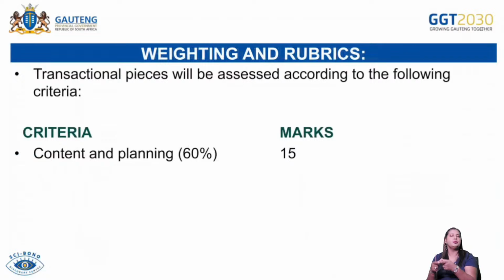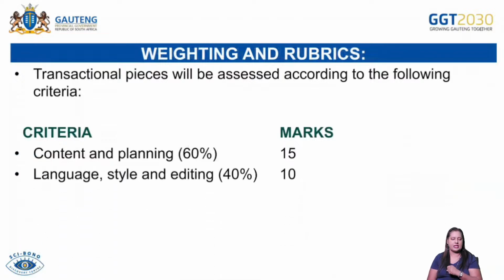Now, if you fail to plan what you want to say, obviously you're going to fumble and not get the idea across. So this is where you need to take the time to focus, as this is the largest part in terms of the marks allocated for this piece. So 15 marks are given to you here for evidence of the fact that you planned and you have given us content that is relevant to the question we have asked of you. Then you have the next section, which is your language, style, and editing.